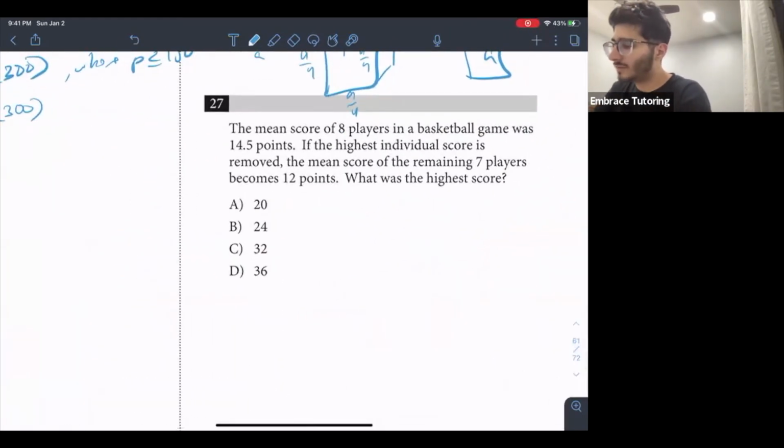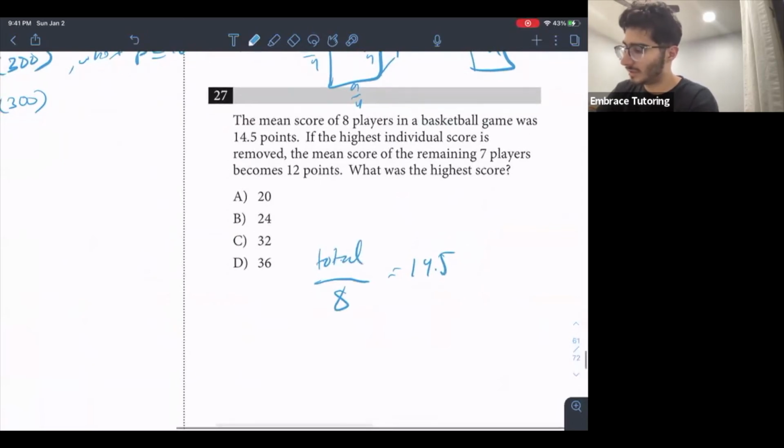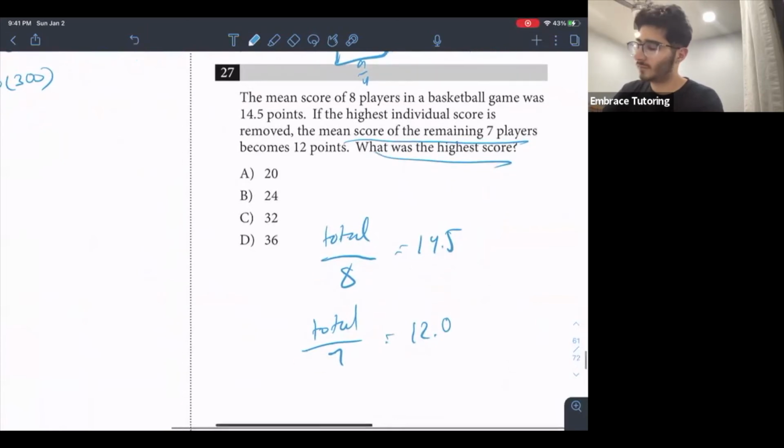27. The mean score of 8 players in the basketball game was 14.5 points. So 8 players was 14.5. Let's say total. And then the highest individual score is removed, the mean of the 7 remaining becomes 12. So it becomes total over 7, it gives you 12 points. What was the high score? So basically the best way to do this would be to find the total for both and just subtract the two to find the highest score.